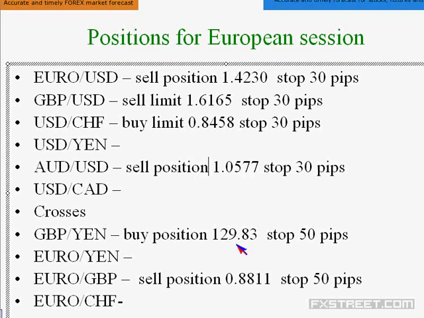Then GBPN, I have got a buy position, 129.83. Currently it is trading around 129.7986, so around the same level. Then Euro GBP, I have taken a sell position, and the market has slightly gone up, to 88.24. 88.18 is the current level.